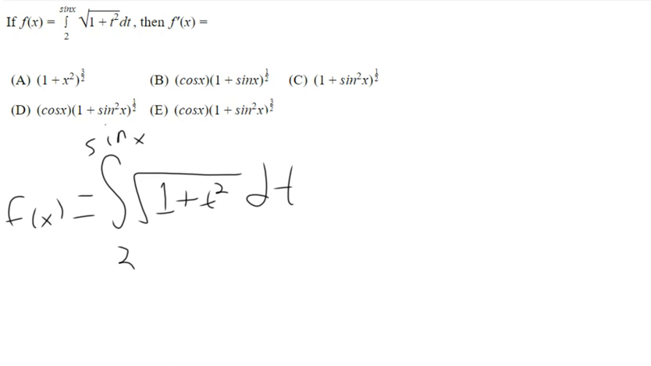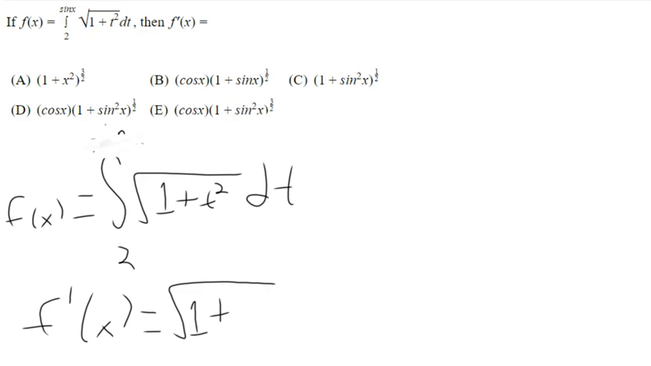So to differentiate, I can just put this sine of x in for the t, and then I have to remember to use the chain rule and multiply by the derivative of the sine of x. So I know that f prime of x is going to be equal to the square root of 1 plus, just to make this clear, I'll put down sine of x in a different color. Put it down in blue.